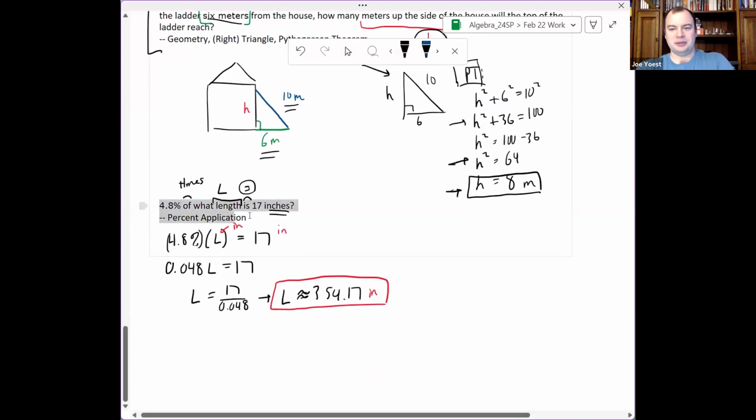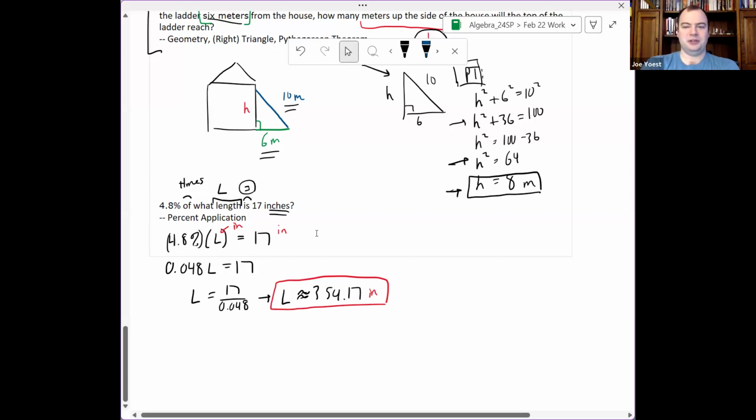Okay, and the next problem, for the percent problem, we identified this as a percent application. 4.8% of what length is 17 inches. We know of and is often means times and equals. What length is what we're looking for. Maybe I'll give it the variable name L. So 4.8% times L equals 17.